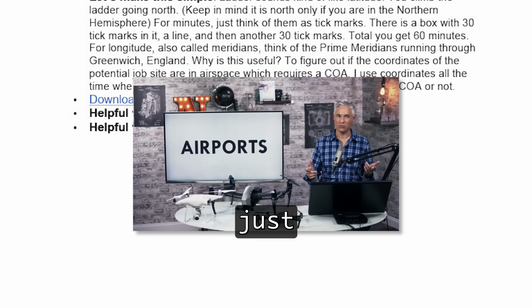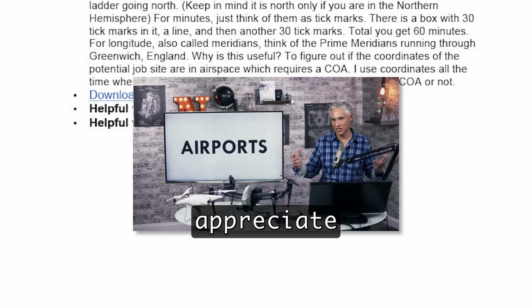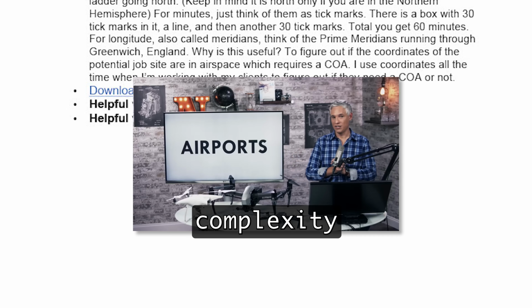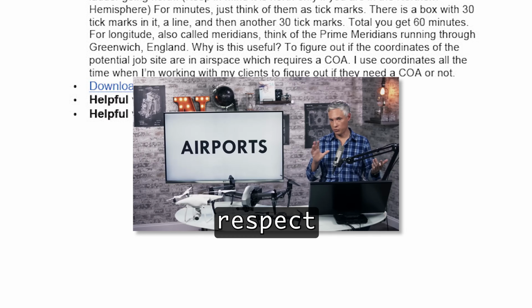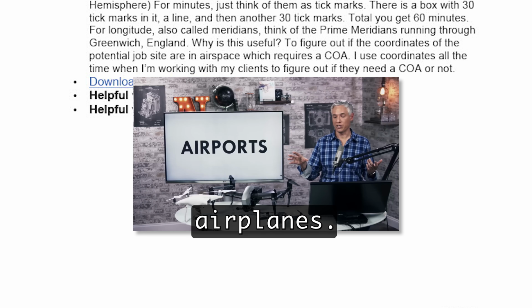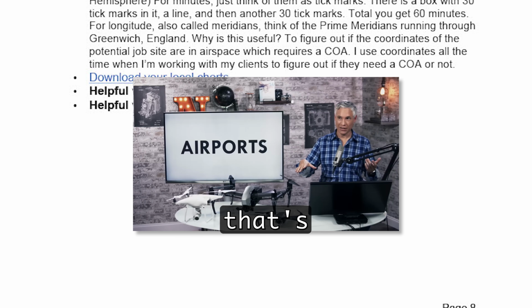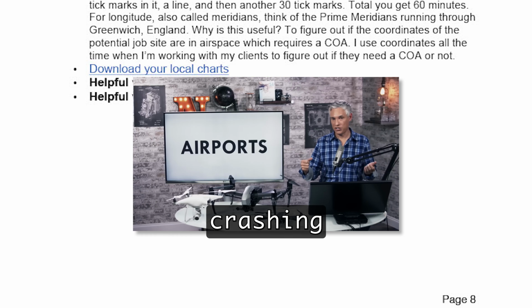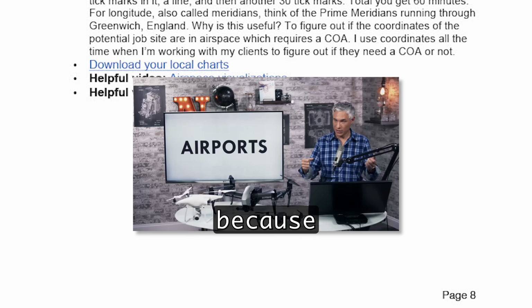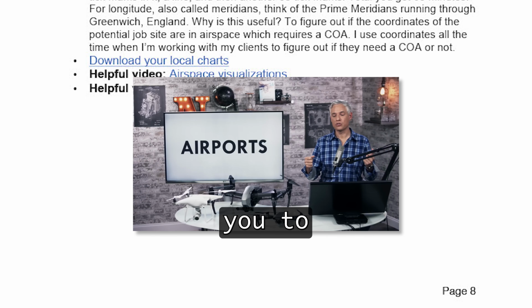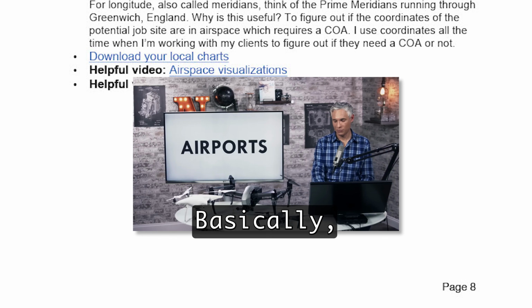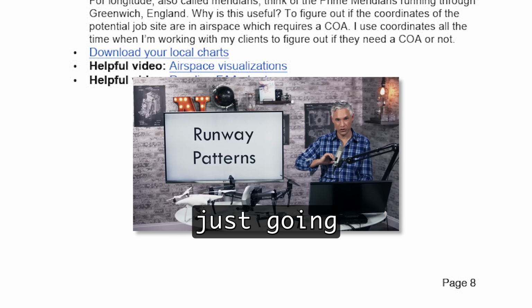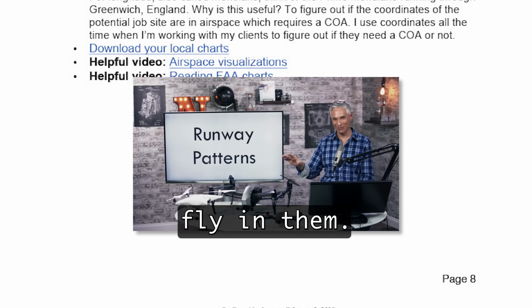And basically, they just want you, again, to appreciate the complexity of flying airplanes and have some respect for being near other airplanes. When an airplane's taking off or landing, that's its most dangerous time. And they don't want somebody crashing into a drone when they're trying to land because they could die. So they want you to have respect for that, basically. Even though you're just going to stay away from airports, you're not going to fly in them.